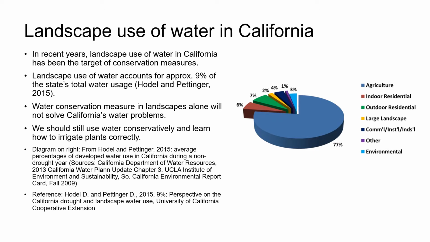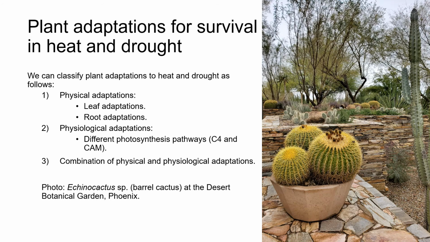So on that note, let's take a look at some of the adaptations plants have to heat and drought. Plants exhibit several adaptations to heat and drought, and sometimes individual species exhibit more than one adaptation. But in general, we can classify the plant adaptations into three categories: physical, physiological, or a combination of the two. And we're going to have a look at most of the main adaptations now.